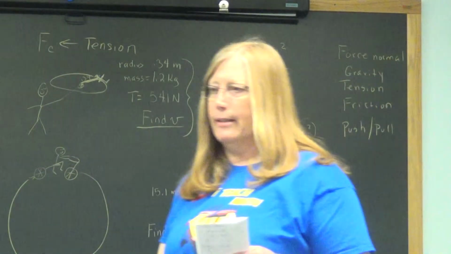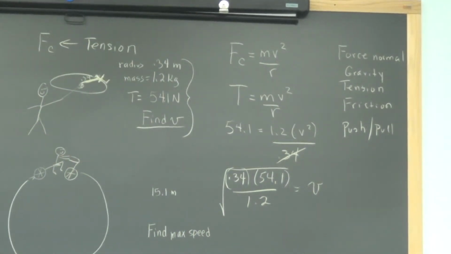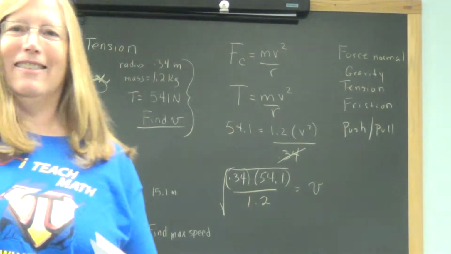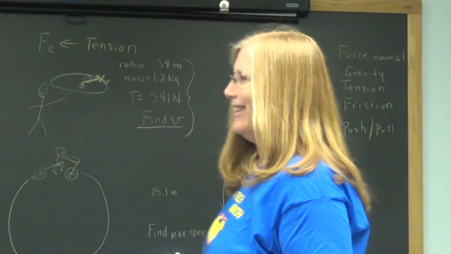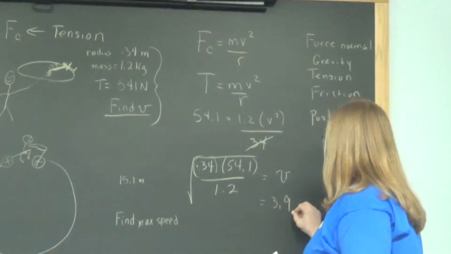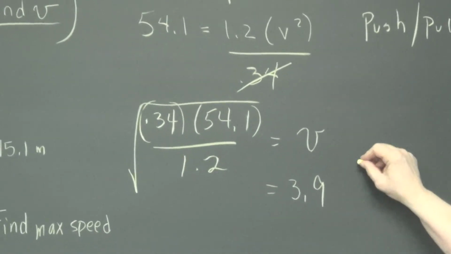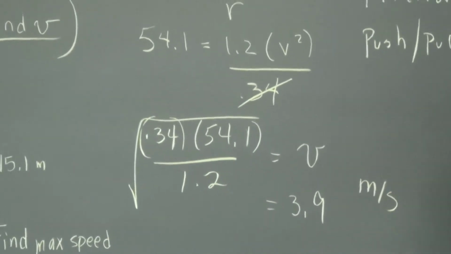What do you have? Anyone? Emily, do you have it? 3.9, I got it. Yeah. All right, I think you did it, just rounded it. Okay, 3.9 for sig figs. 3.9, what is the unit, Emily? Since it's a velocity, meters per second. Meters per second, that's right.